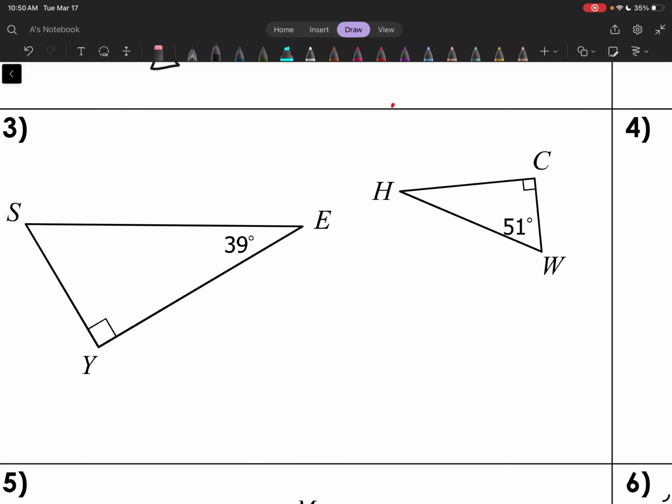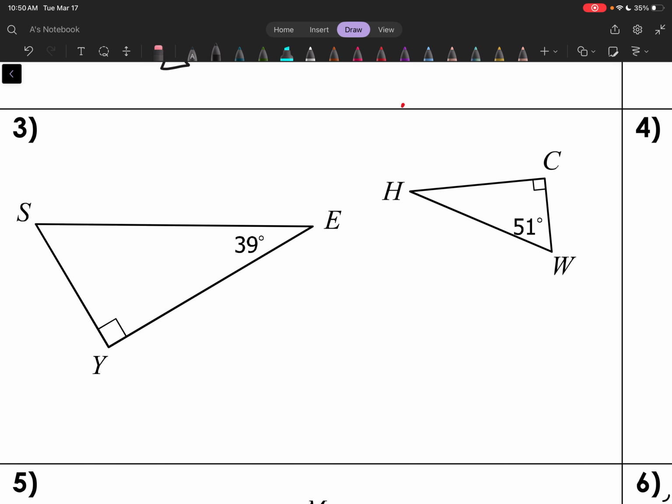Number 3. I have 2 90-degree angles for this. I need to determine if angle S or angle H pairs with either 39 or 51, depending on which one I choose. Let's use the right triangle. 180 minus the sum of 90 and 51, 90 because of the right angle. This is going to give me 39 degrees. And that pairs with angle E.